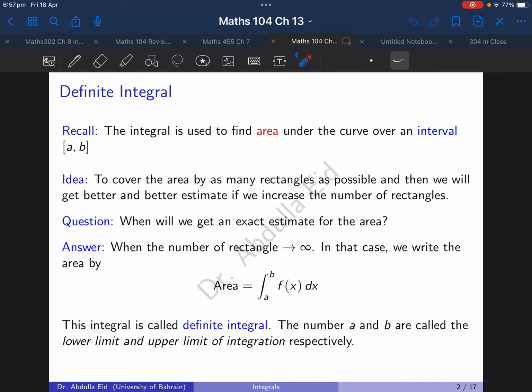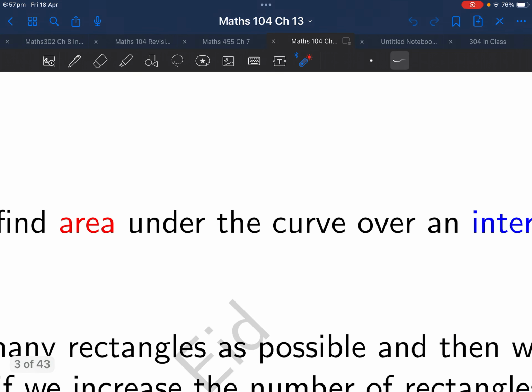Okay, today we start with the definite integral. Previously we did the indefinite integral. Now we will do the definite integral. As we will see later, it's used to find the area under the curve over an interval AB. So just imagine with me for now, we will go through this in more detail.